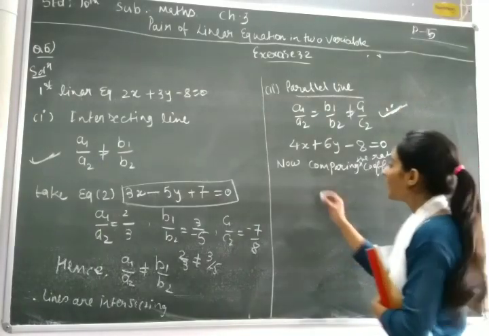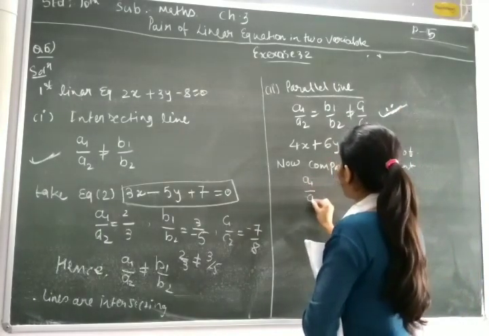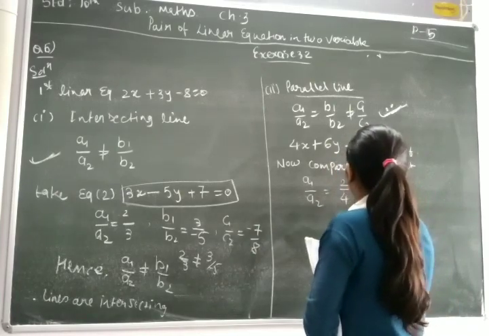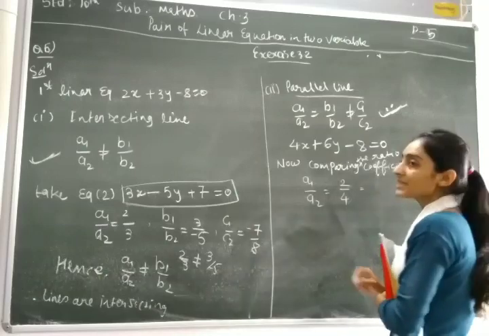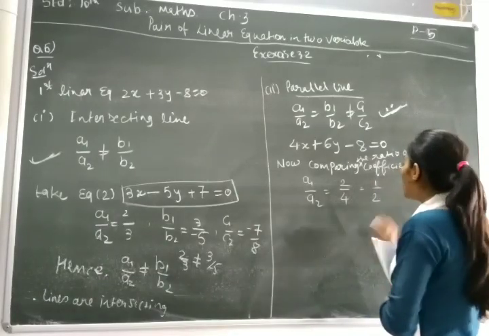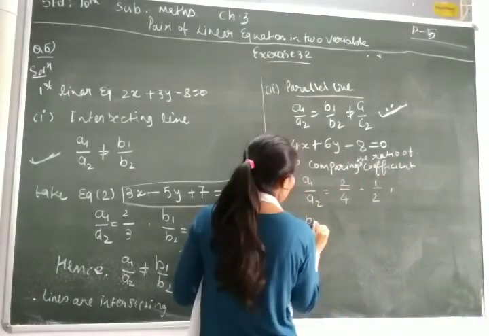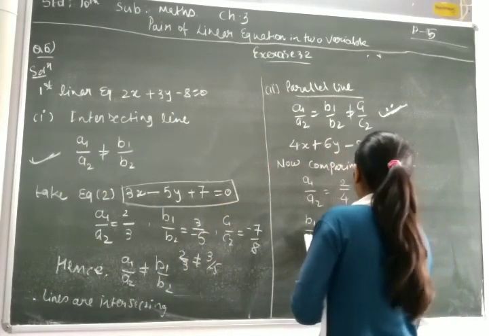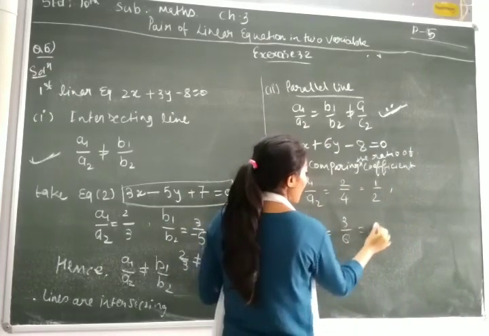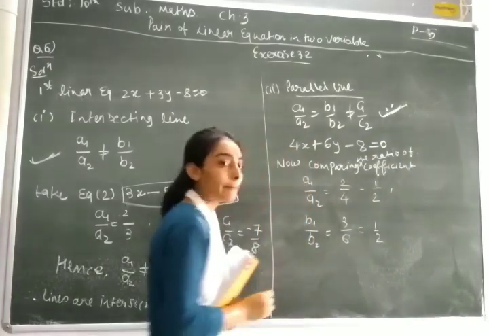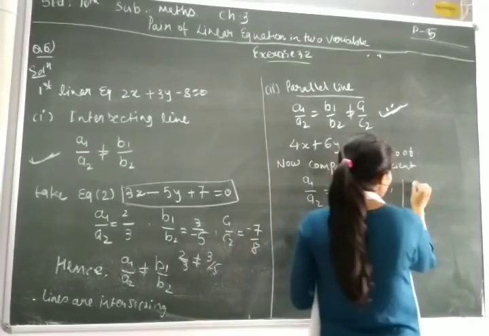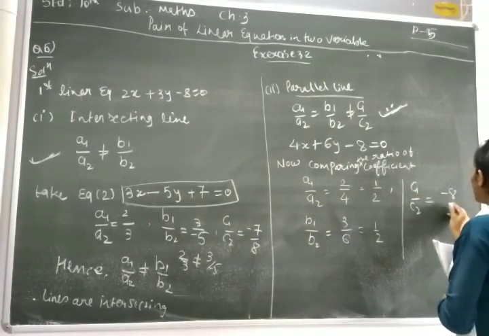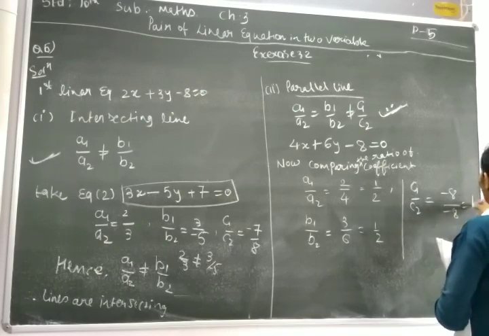Now a1 over a2. So a1 over a2 is 2 by 4, which is nothing but 1 by 2. Now b1 upon b2, it means 3 by 6. Again, I am getting 1 by 2 only. Now c1 upon c2. The c1 is minus 8, again minus 8. So I am getting plus 1.